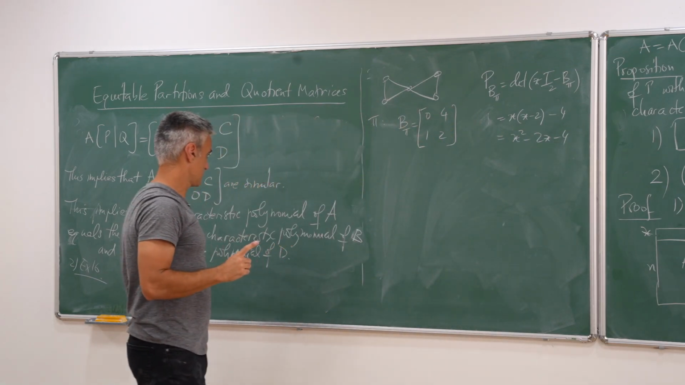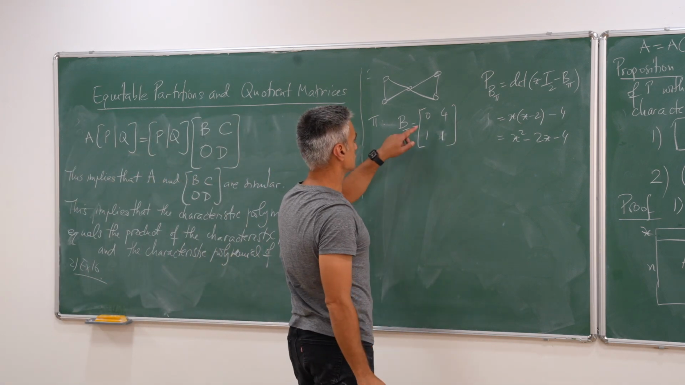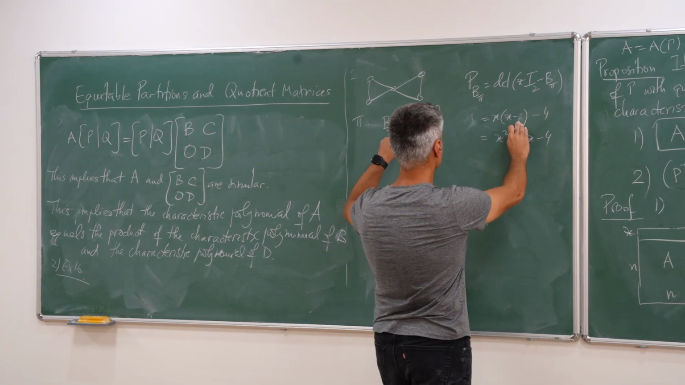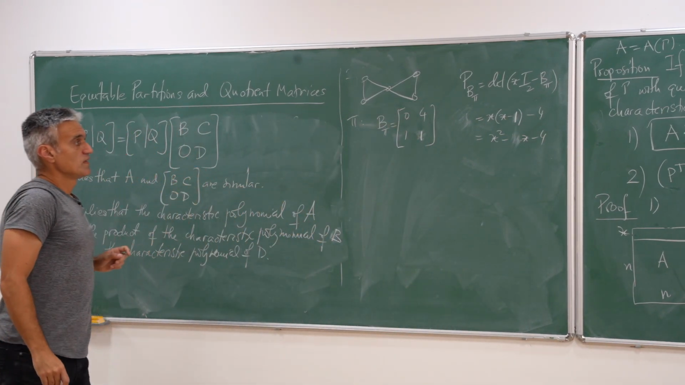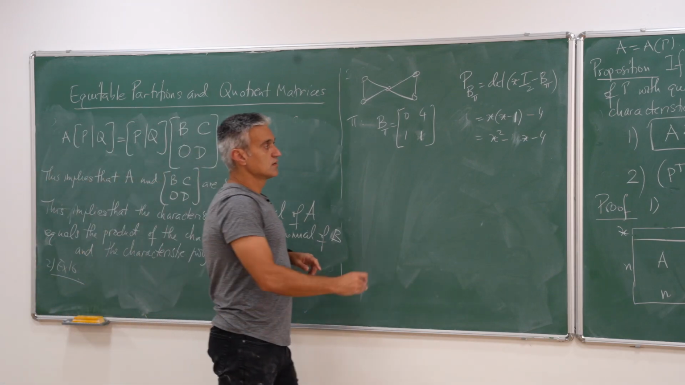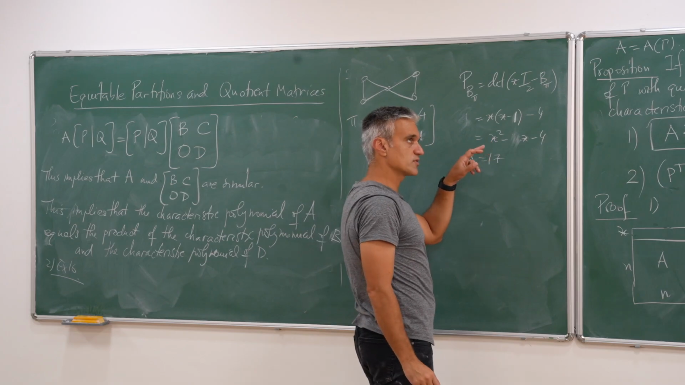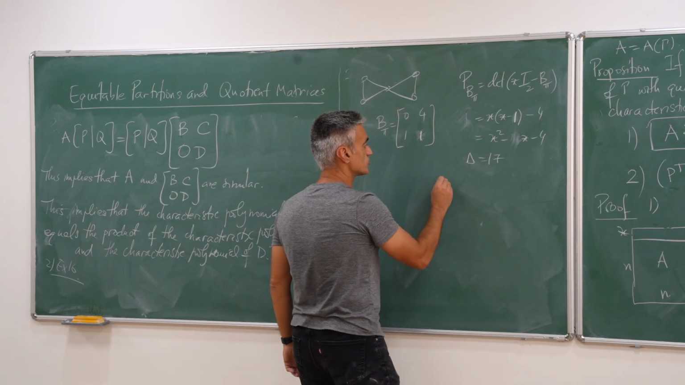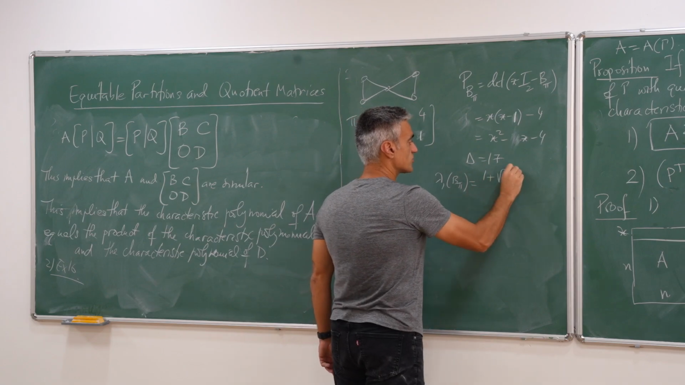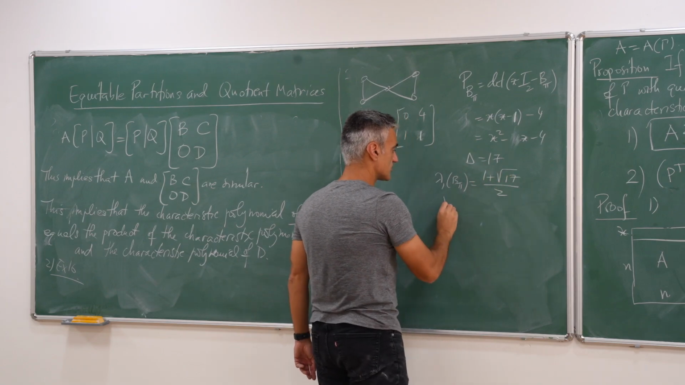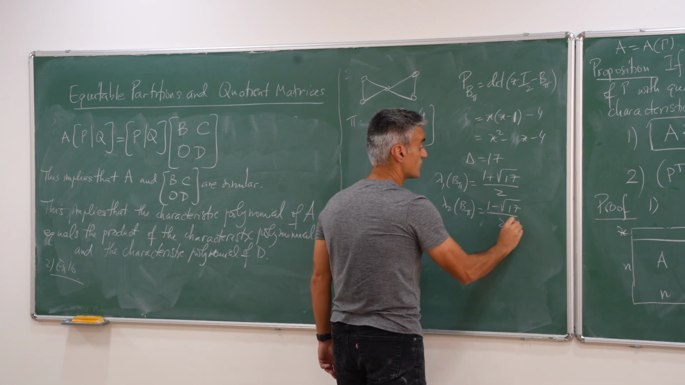Thank you, x minus 1. Very good. The discriminant is 17, I think. b squared minus 4ac. So then the two roots: lambda 1 of B pi is going to be 1 plus square root of 17 over 2, and lambda 2 of B pi is going to be 1 minus square root of 17 over 2.